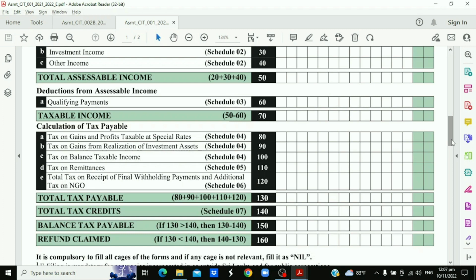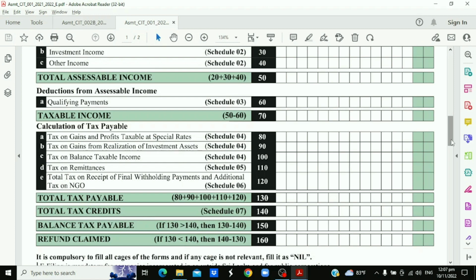It may be an ESC, it may be an installment payment, it may be a foreign tax credit, it may be any other relief. Likewise, by using the schedule 7, we can identify the final credit available after deducting this amount against the case number 130 value. Then if there's an excess amount available, we can identify the refund claim, or if there's any amount to pay, then it should be the balance tax payable.